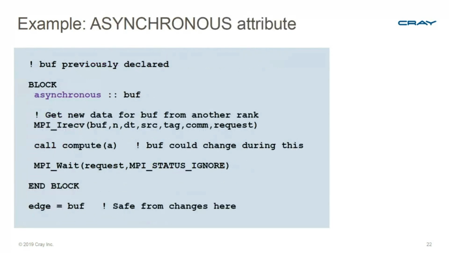Okay. So then the asynchronous attribute. You might not have noticed, but Fortran introduced a block construct. So you can have block and end block, and you can declare variables there. But one thing you can do is you can give a variable an attribute. So here we're giving the variable buff an attribute. That was a previously declared object. And we're saying, okay, within this block, that thing could change outside the scope of Fortran. So it's a way for you to properly handle non-blocking events.